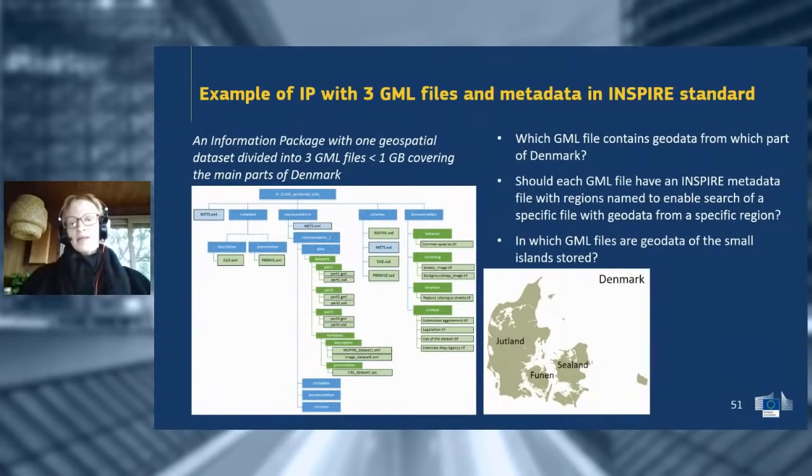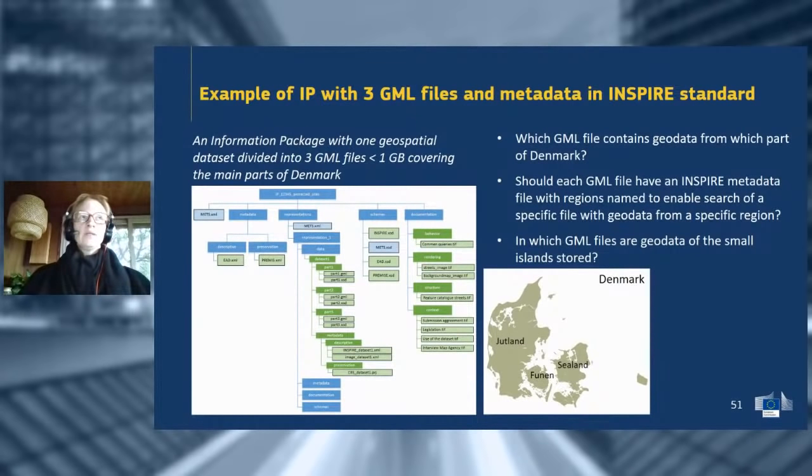So if we do have requirements on how to describe your geospatial data sets in the information package, then what's the problem? My problem is that often at the Danish National Archives, we have information packages with more than one geospatial file. We have this local requirement that you should separate your data into files smaller than 1 gigabyte. For example, if you have an information package with one geospatial data set, that could be all the roads in Denmark, but you have to divide it into three GML files, smaller than 1 gigabyte.